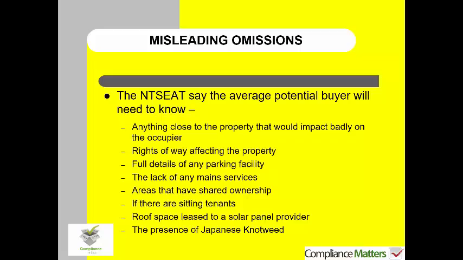Are there any rights of way affecting the property? Buyers need to know about that. Full details of any parking facilities should be provided. Are there any missing main services? Are there any areas of shared ownership? Are there any sitting tenants? Is the roof space leased to a solar panel provider? Does the property have Japanese knotweed? These are all issues that would be seen as misleading omissions if you didn't explain them or outline them or tell potential buyers about them.